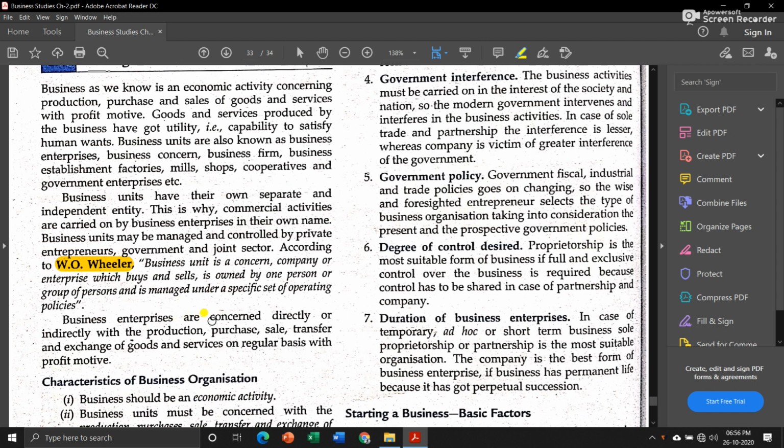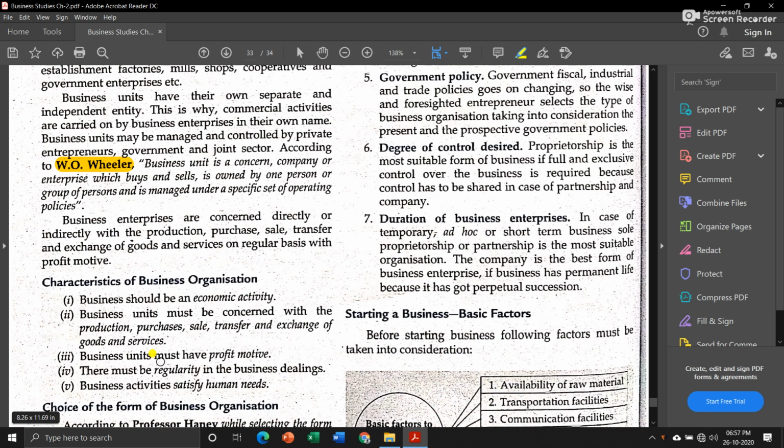Now, business enterprises are concerned directly or indirectly with the production, purchase, sale, transfer, and exchange of goods and services on a regular basis with a profit motive. As we saw, in business the main functions are production, purchase, sale, transfer, and exchange of goods, with a profit motive, as is obvious.